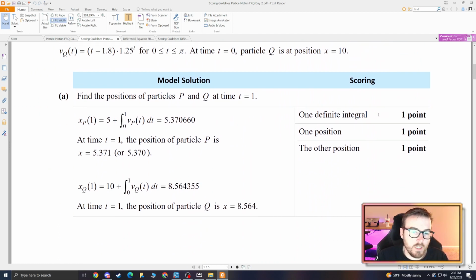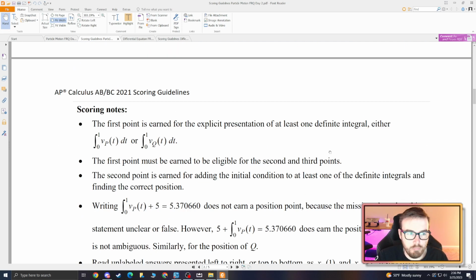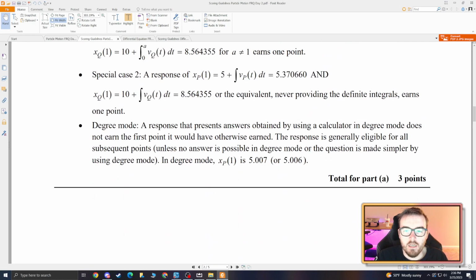The definite integral gets you a point. One of the positions gives you a second point, and the other position gives you a third point. So you could mess up one and still get 2 out of 3. You don't have to get them both simultaneously. So that's interesting to note.